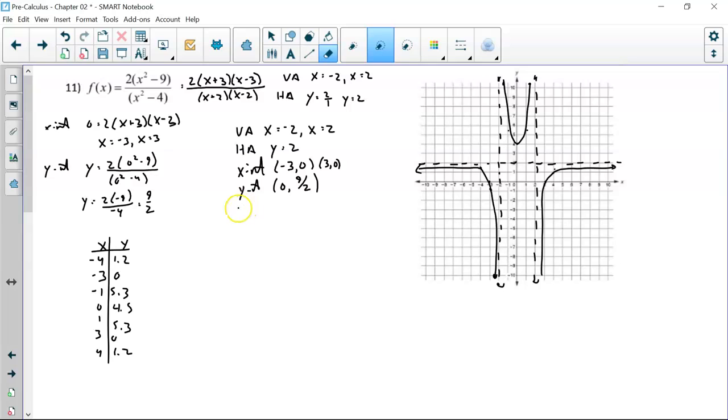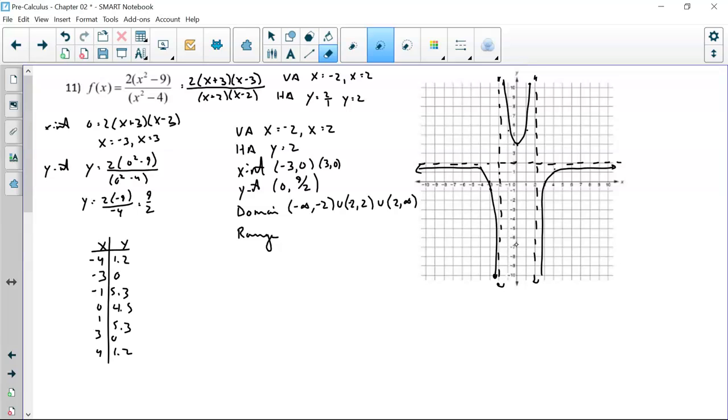Now our domain, we have 3 intervals once again. We're going from negative infinity to negative 2, and then we have the interval from negative 2 to positive 2, and the interval from 2 to infinity. Now our range is a little bit trickier. This is an OR inequality. It's starting here and going up, and then it's going below the asymptote. So we have a lot of different things to account for.